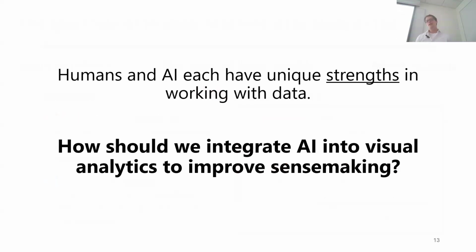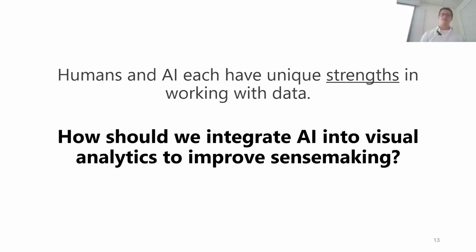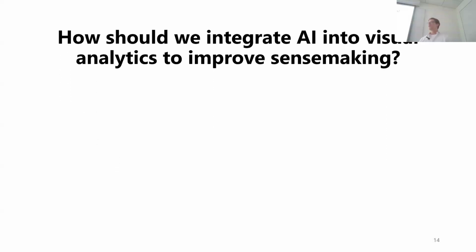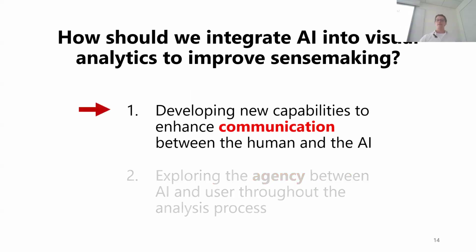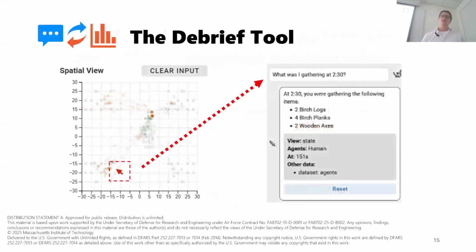And so clearly, if humans and AI both bring necessary skills to the table, the question is, how should we integrate AI into visual analytics? And today, we're going to show off some live demo research prototypes of two tools, each focused on addressing these different challenges in communication and agency. First up, we're going to talk about enabling bidirectional communication between humans and AI by demonstrating one of my most recent tools, called the Debrief tool.